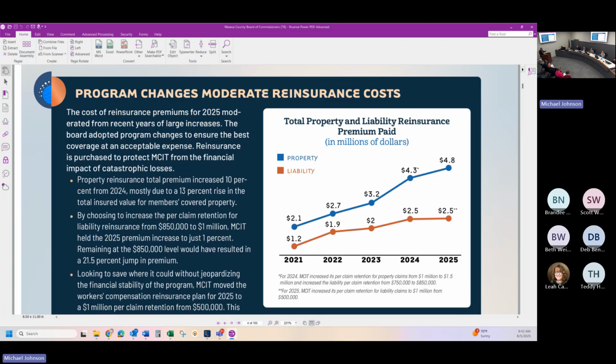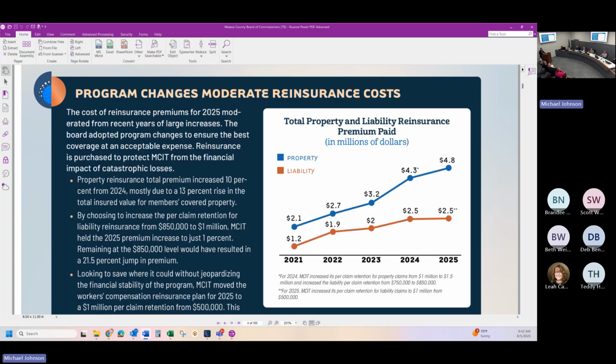So you can think of MCIT as your insurer, and you often do. We don't think of ourselves as an insurer. We're really a risk pool. We're created under Minnesota state law by counties, for counties, and for other small local government entities that are affiliated with counties.